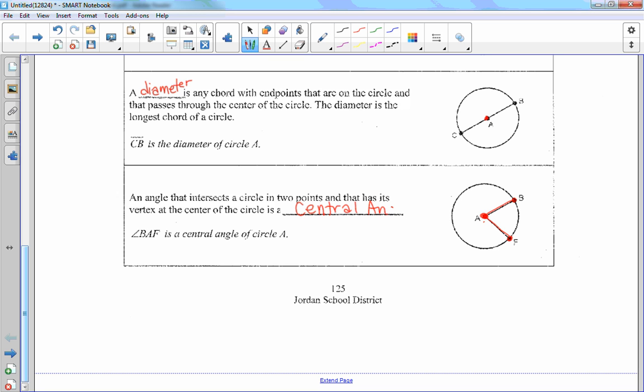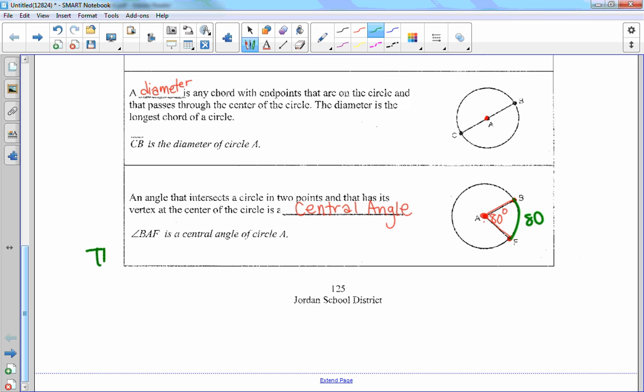Don't flip over yet because we're going to add something on the bottom here. A central angle has a special relationship. If I gave angle A, say 80 degrees, I have an arc from B to F. If the central angle's measurement is 80 degrees, the arc measured 80 as well. So they are congruent.